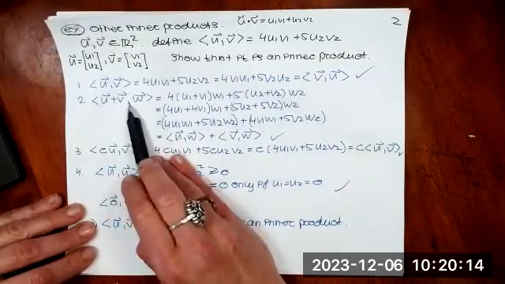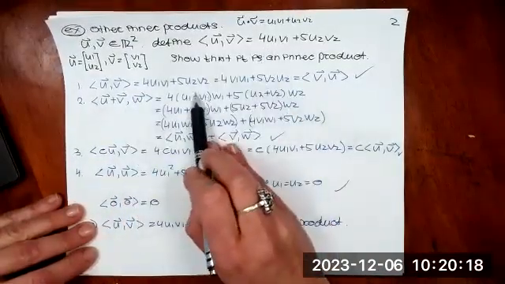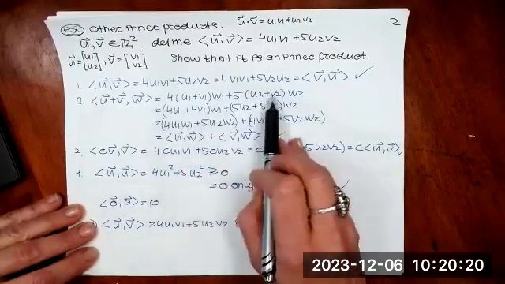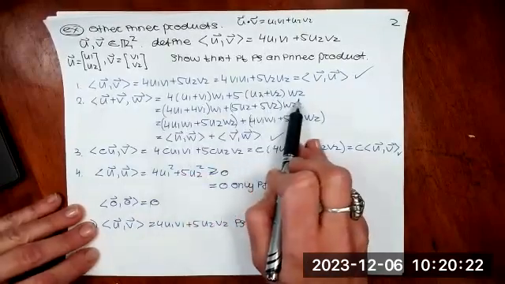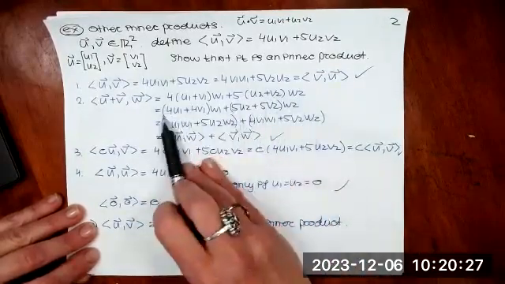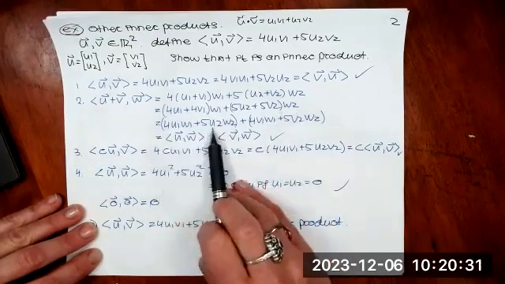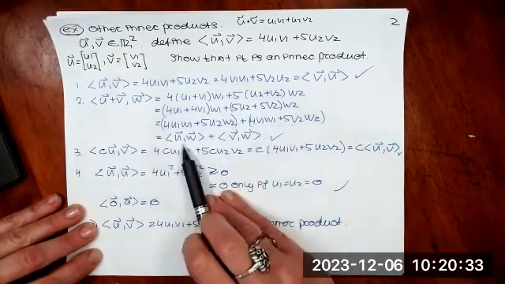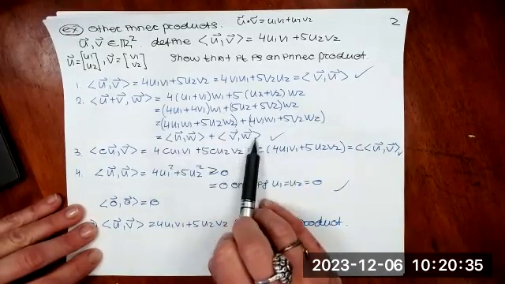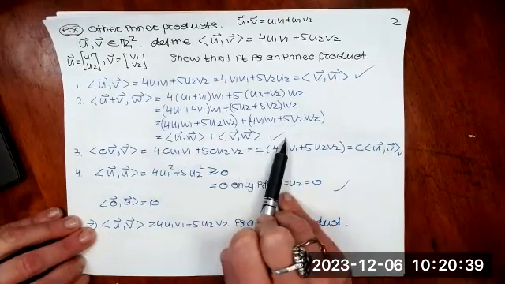If I have U plus V inner product with W, just using the formula, U1 plus V1, W1, U2 plus V2, W2. But then again, I'm just using properties of real numbers here. I can basically split everything up and then put everything back together with the definition of my inner product. So that condition holds.